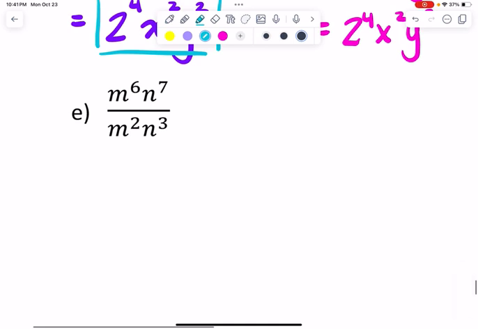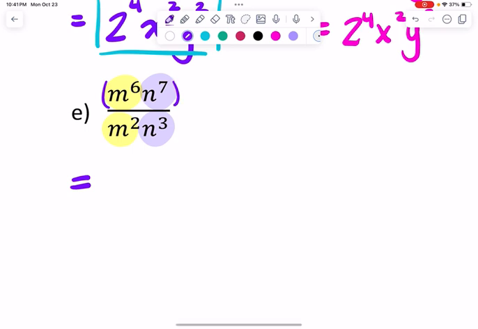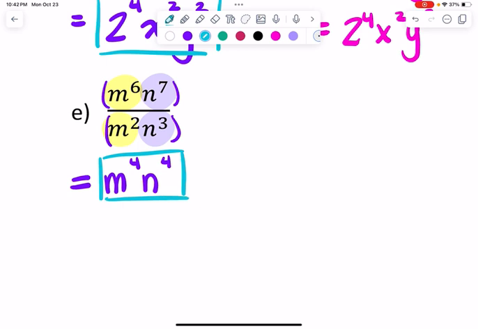And in that wee bit, I'm going to maintain my color coding here because I'm really loving this situation. I've got nothing in my numerator I could simplify, right? Nothing in those invisible brackets at the top, and nothing in my denominator that I can simplify. So now I'm going to simplify across the fraction line. I subtract my exponents when I divide powers with the same base, and I get m to the power of 4 times n to the power of 4. That's as simplified as it gets.